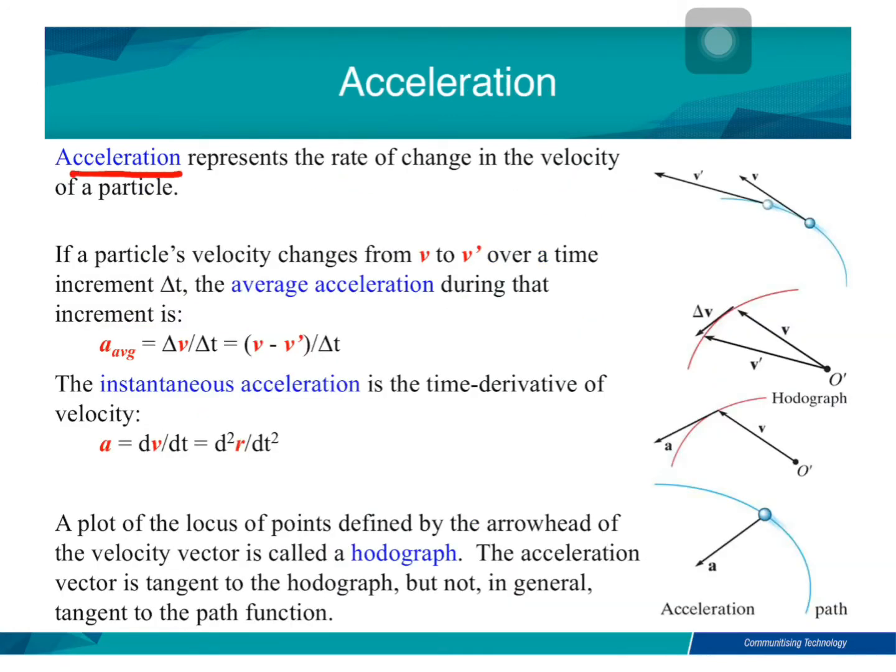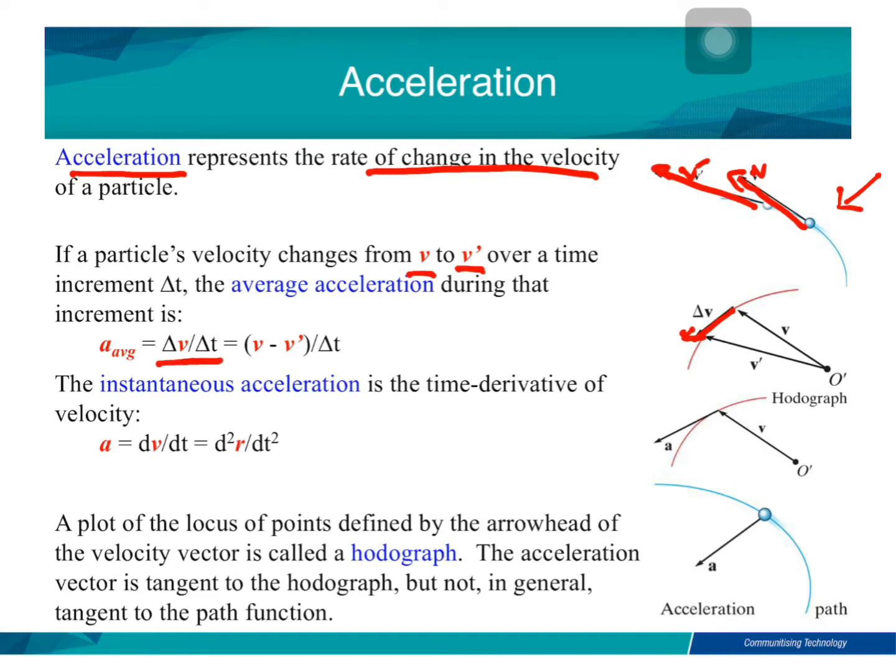And then next, acceleration. Acceleration represents the rate of change in the velocity of a particle. You may refer to this figure. You have a change in the velocity: here you have v, and then it changes to v prime. So we need to get delta v. If a particle's velocity changes from v to v prime over a time increment delta t, the average acceleration during that increment is equal to delta v divided by delta t.